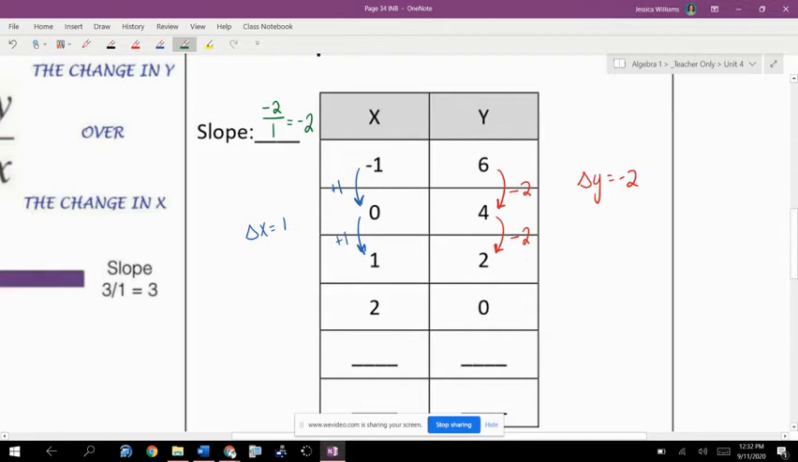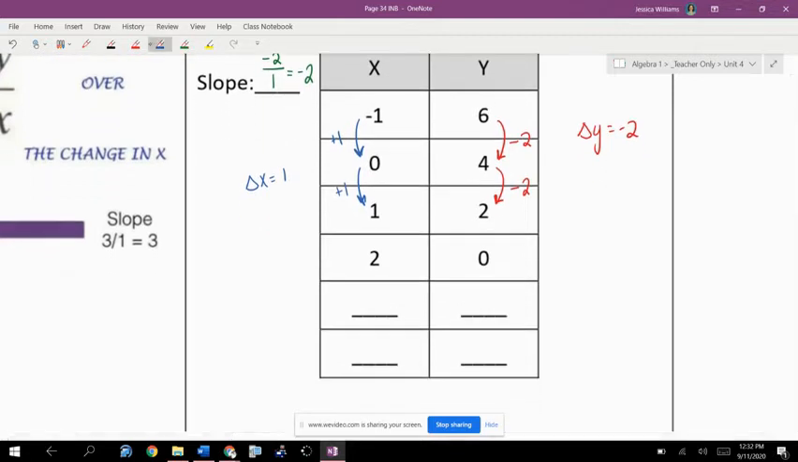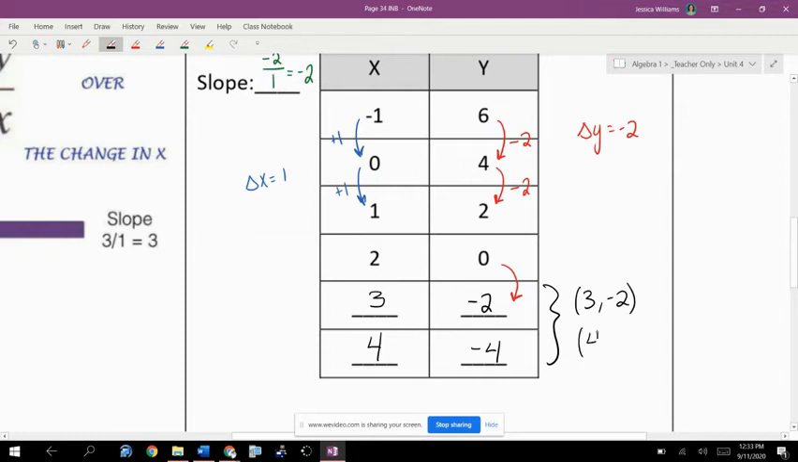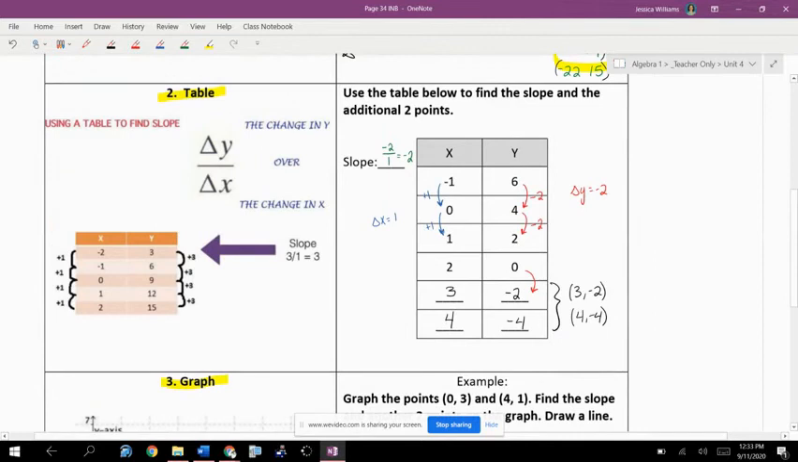Then to go calculate more points, I'm going to keep the pattern going. So I subtract 2. If I subtract 2 more, that puts me at -2. If I subtract 2 more, that puts me at -4. If I keep the pattern going for x's, I add 1 to get to 2, I add another to get to 3, I add another to get to 4. And so there's your 2 other points. These are (3, -2) and (4, -4). You put your input, then your output, your x, then your y.